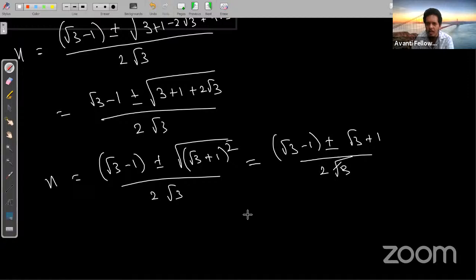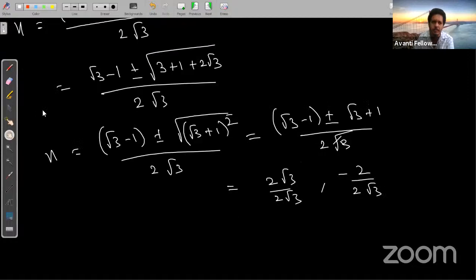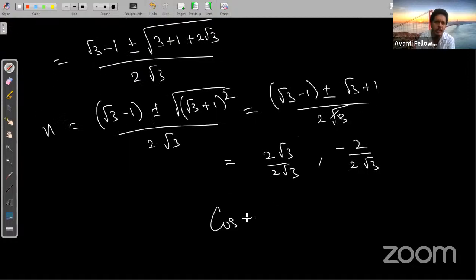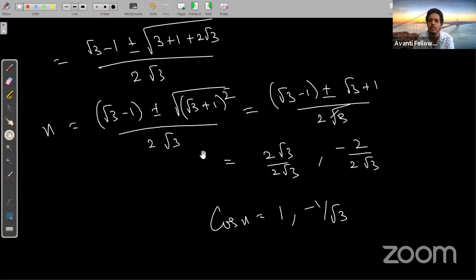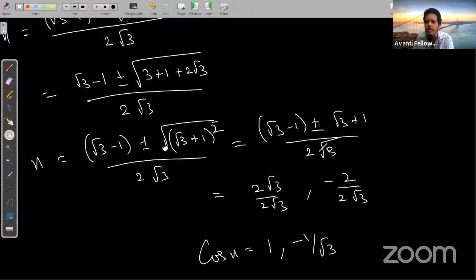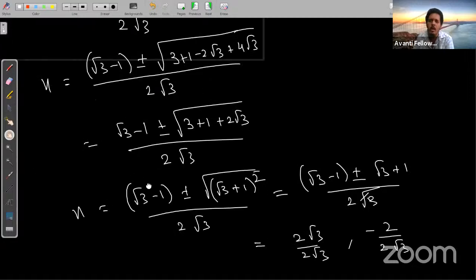So if you are doing plus, how much are you going to get? It is 2 root 3 by 2 root 3. And if you are doing minus, what are you going to get? Minus 2 by 2 root 3. Right? So finally we are getting cos x is equal to 1 comma minus 1 by root 3.